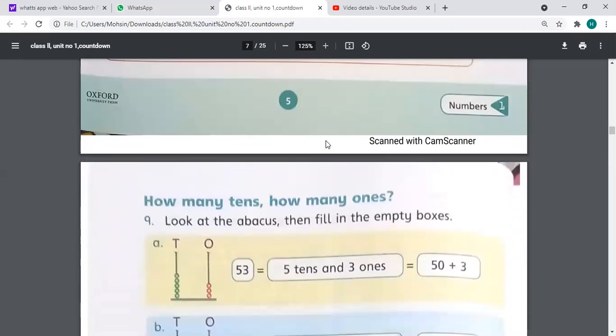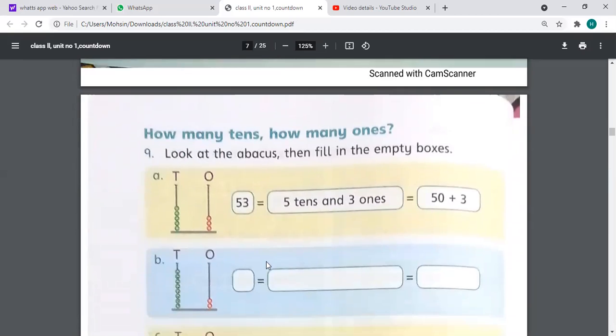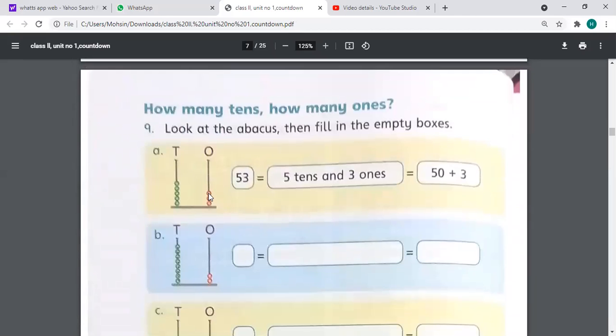Now come to page number 6. On page number 6, what you have to do is, they are saying how many tens and how many ones. Look at the abacus, then fill in the empty boxes. You can see the drawn abacus in the book, and then there are 3 blank boxes. I'm going to do B part for you on the board. Look at the board.